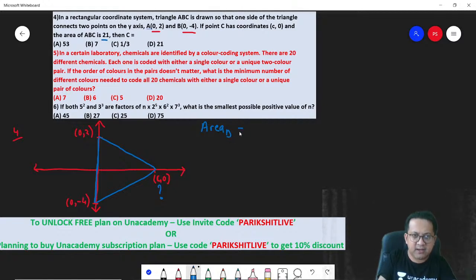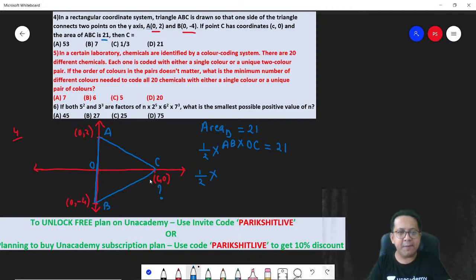Area of the triangle is 21. Area is half into base into height. So let's say this is A, this is B, and this is C. Half into base. What is the base here? AB is the base. What is the height here? OC is the height. It will be equal to 21. Correct? So half into AB.